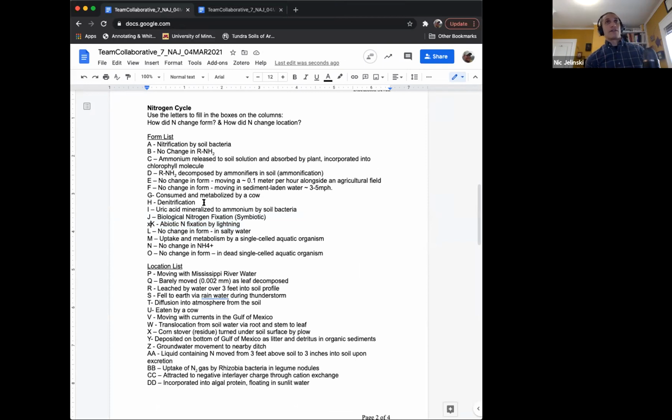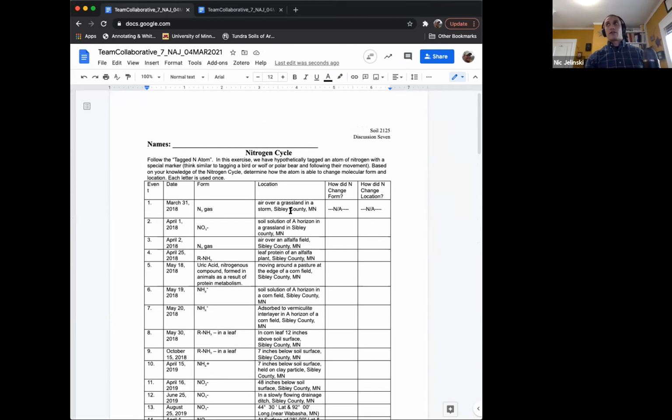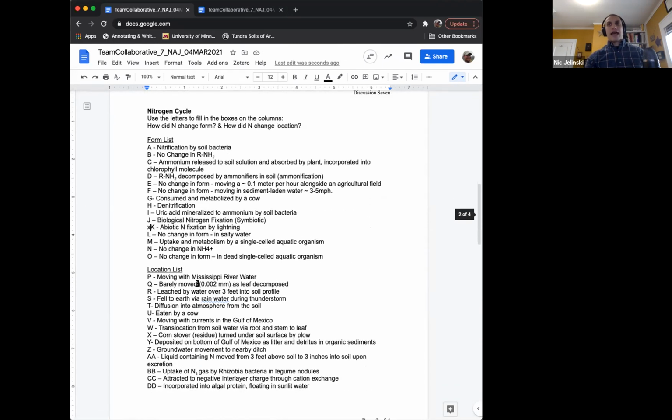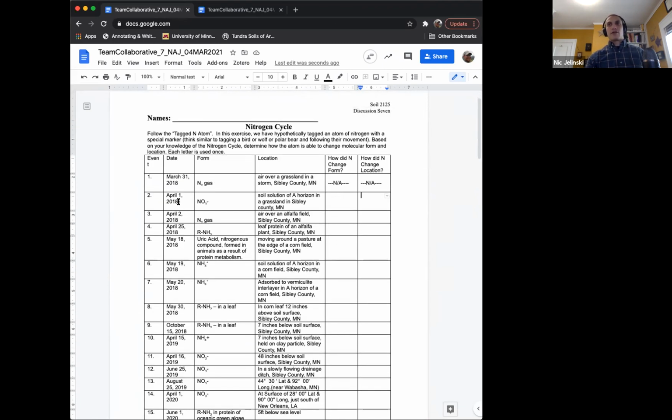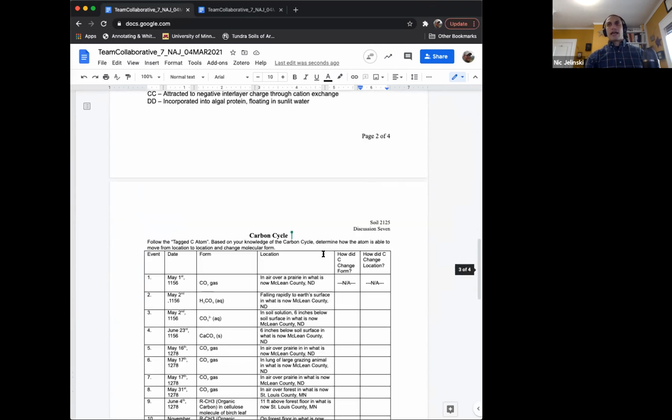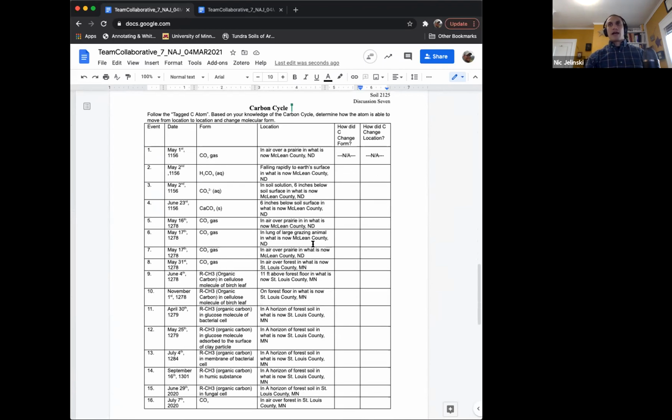You'll know if you've gone astray if nothing fits in the boxes you have left. And then if I look at how nitrogen changed location, so we started with N in air over a grassland in a storm. We ended with nitrogen in a soil solution of an A horizon. And so if now I have a list of locations, these are all the ones you'll use there. And there's one here that says S, fell to earth via rainwater during a thunderstorm. So S is the best choice for here. So I'd have K in this box and S in this box. Okay, and then you do the same now. You go, okay, so now from 2 to 3, pick the best way it changed form, best way it changed location. Okay, and then the carbon cycle, I have another one for the carbon cycle.